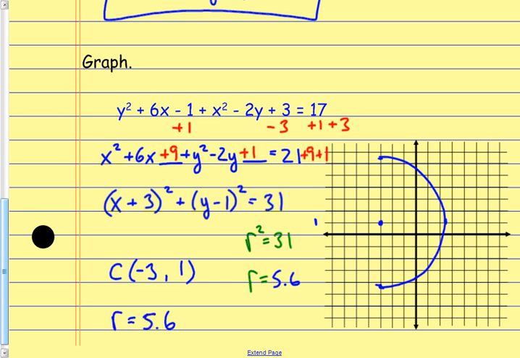Okay? And that's it. So again, I put this thing in standard form by completing the square twice. I identify my center, my radius. I count the radius in each direction after plotting the center, and I draw the best circle that I can draw. And that's it.